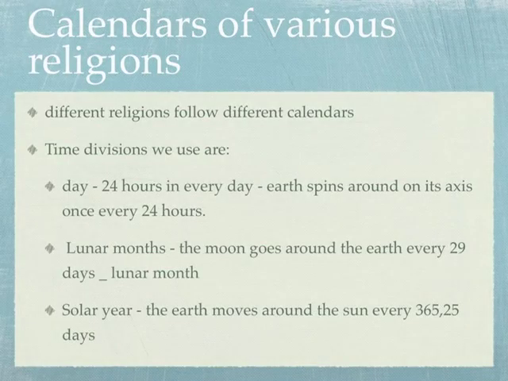Different calendars are used for the various religions, but most use the same time divisions, such as a day, which is 24 hours, the time that the Earth takes to spin around its own axis; the lunar month, which is the time that the moon takes to go around the Earth, every 29 days; as well as the solar year, which is the amount of days that the Earth takes to move around the sun.